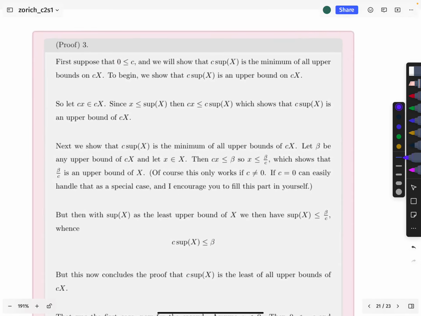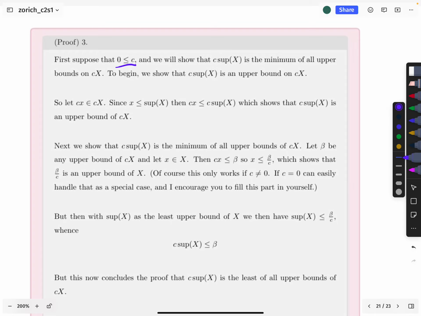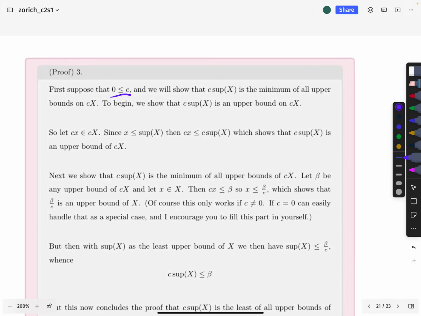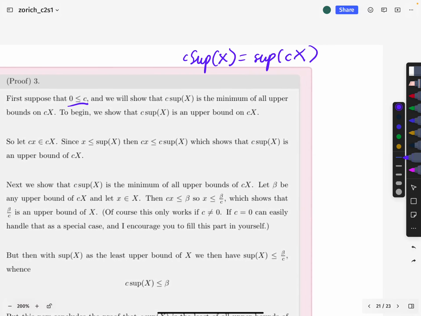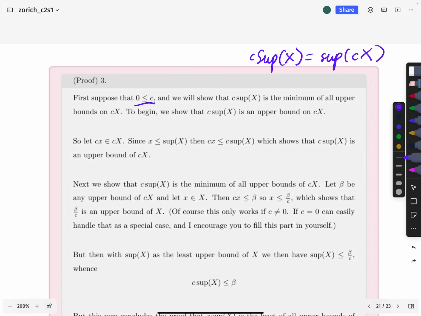So first we'll consider this case, and what we're trying to show is that C sup X is equal to sup CX. In particular, we're trying to write that one is a sup of some set, and so we need to show that this thing has the properties of the sup. To that end, we'll show that this thing is an upper bound on C big X and that it is the least of all of the upper bounds of C big X.